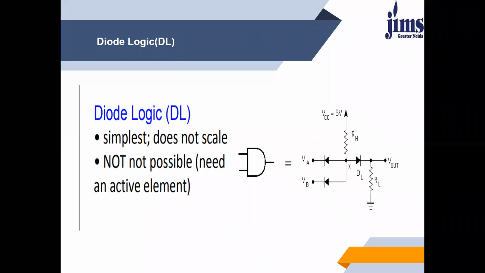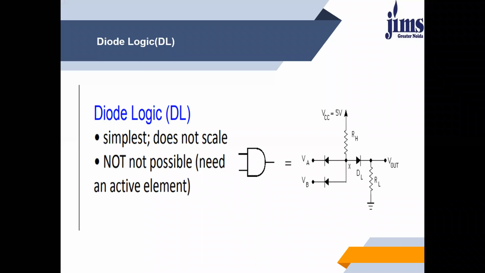Diode logic. Let's start with diode logic. Diode logic is one of the types of logic families. In a diode logic, we use diodes and resistors. Here is the circuit diagram of diode logic. In this circuit, let's take VA as an input and VB as another input.